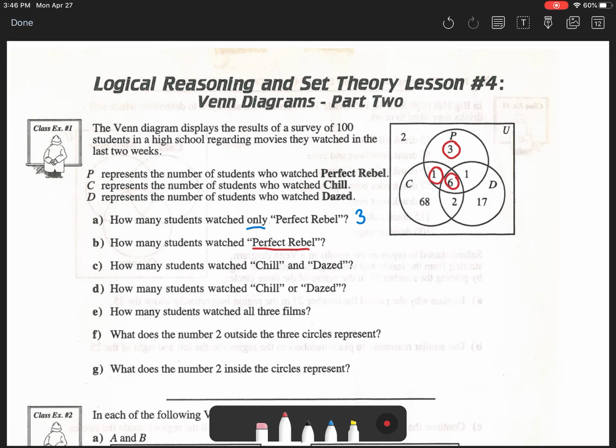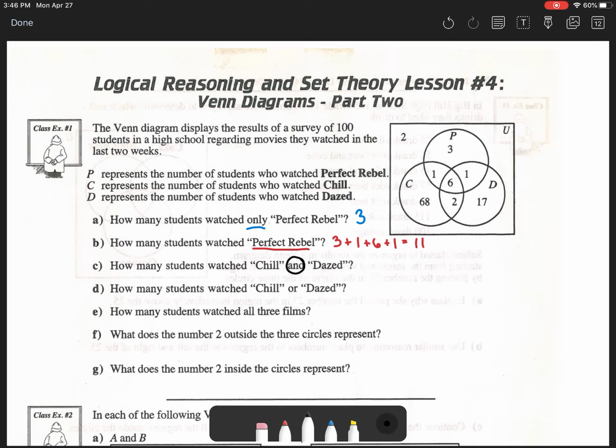B, how many students watched Perfect Rebel? So they're just saying how many students in P. So when I'm taking a look at how many students watched Perfect Rebel, that's everything inside circle P. That's going to be the 3, the 1, the 6, and the 1. Those are all of the numbers inside Perfect Rebel. So as a calculation, 3 plus 1 plus 6 plus another 1, that will give me 11.